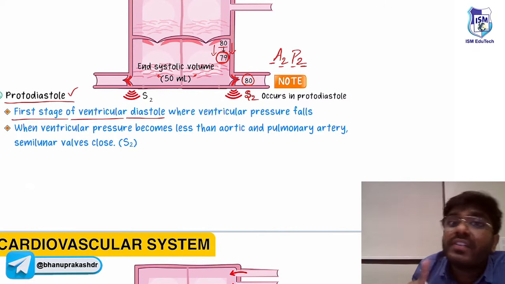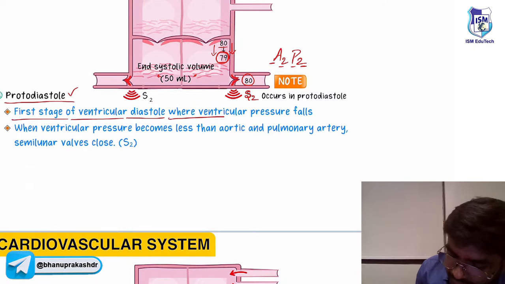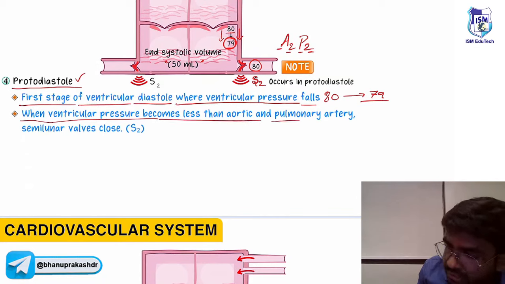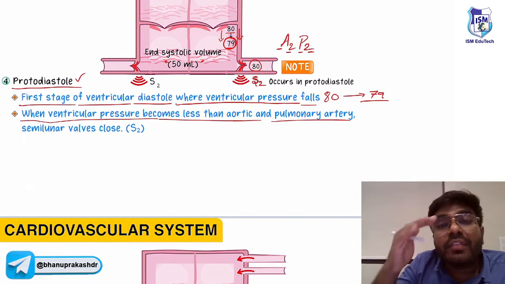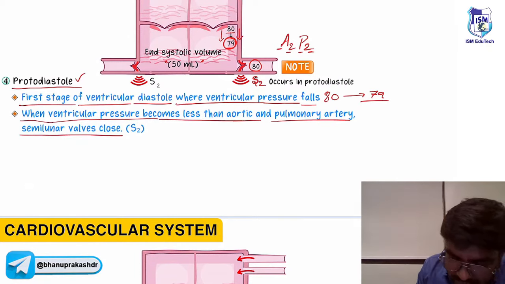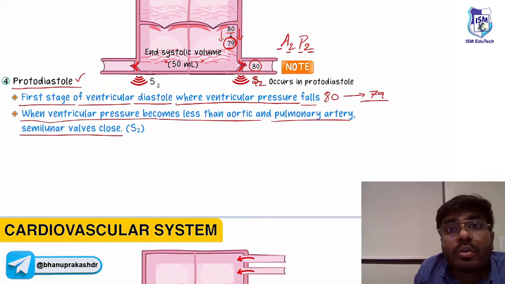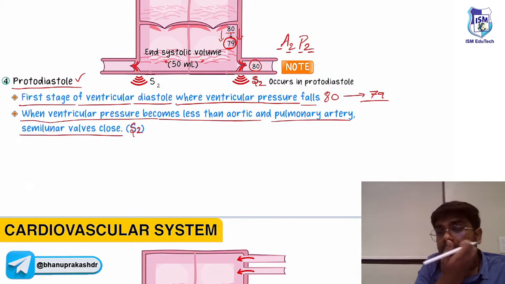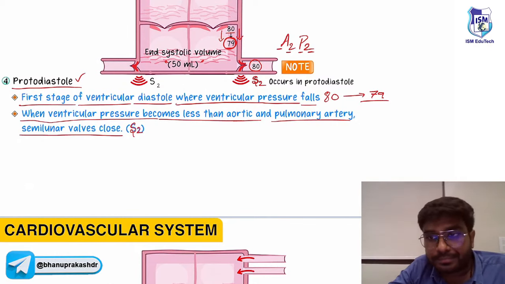Diastole, the first stage, protodiastole, where ventricular pressure falls from 80 to 79. When the ventricular pressure becomes less than the aortic pressure or pulmonary artery pressure, which valve closes? The semilunar valves close, the aortic valve and pulmonic valve, creating which heart sound? The S2 heart sound.